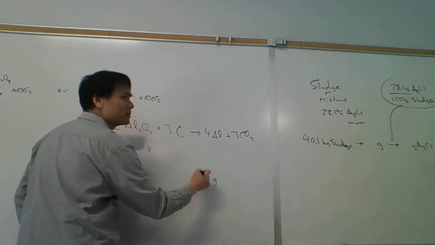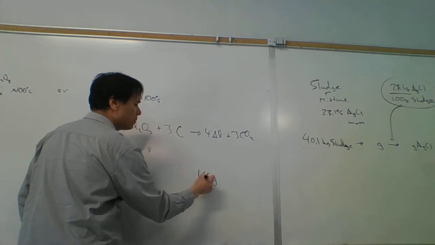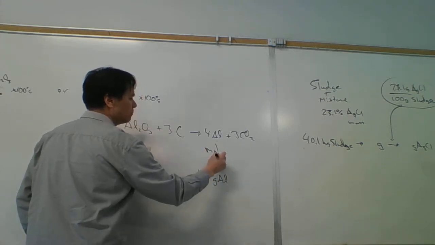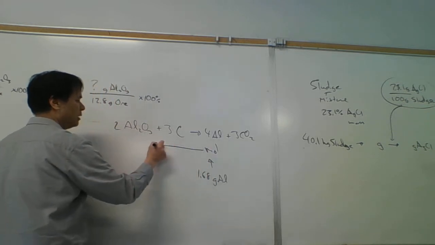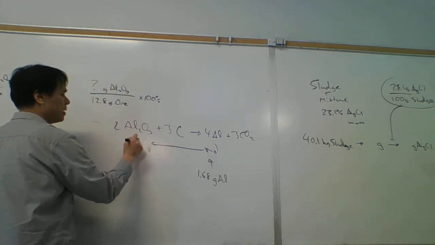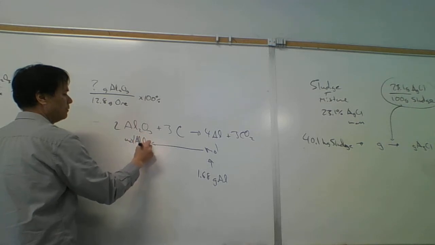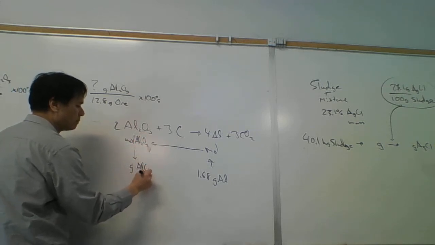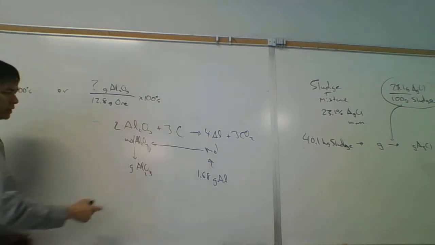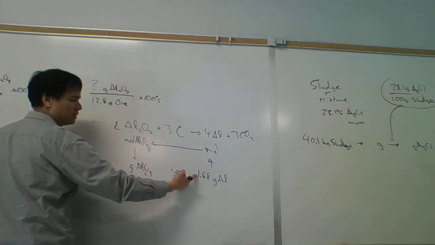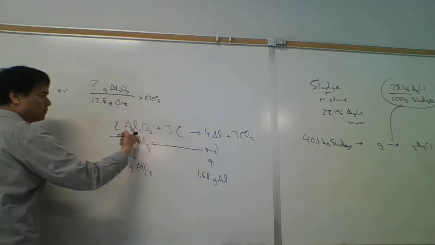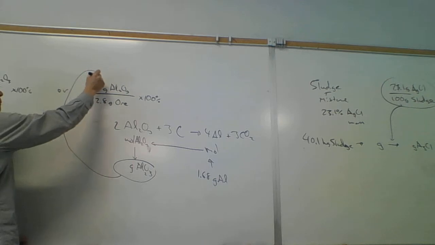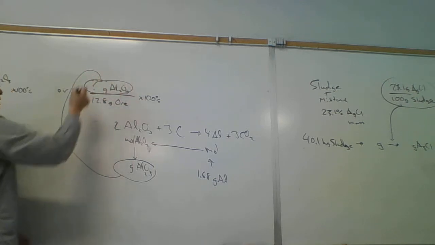So I'm going to start here at 1.68 grams of aluminum and go to moles of aluminum. From moles of aluminum, I will go to moles of aluminum oxide, and from moles of aluminum oxide, I'm going to go to grams of aluminum oxide. This is just straight stoichiometry. If we produce this amount of aluminum, all that aluminum came from aluminum oxide. Where did the aluminum oxide come from? The aluminum oxide came from the ore. And so we'll just plug that in here.